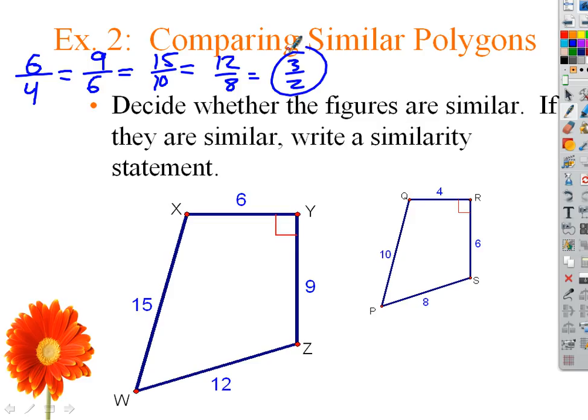3 over 2, sure. Okay, so 3 over 2 is the important number then. That's the number that relates these two similar figures, right? That's what we call, by the way, the scale factor. It's a fraction because it tells us how many times bigger the big one is, right? 1.5 times bigger, 3/2.